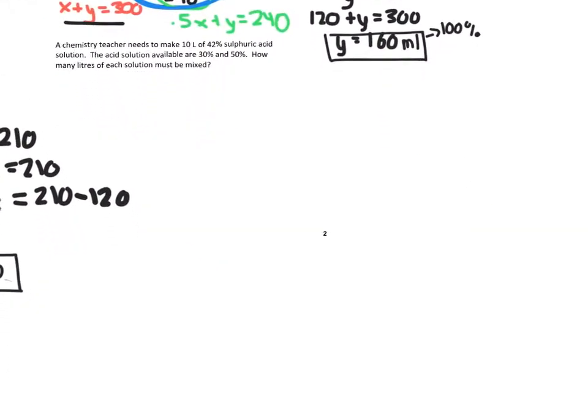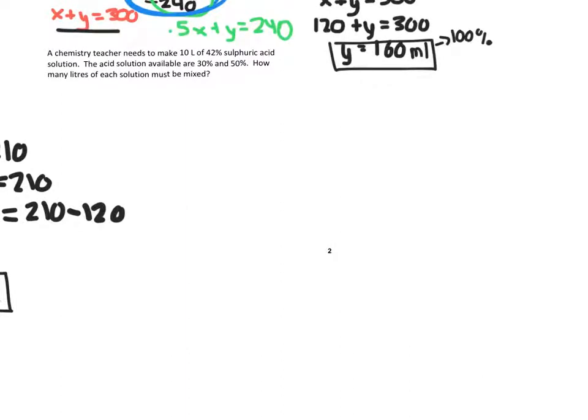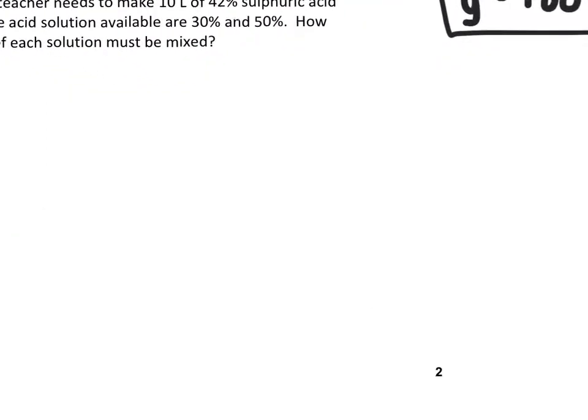So moving on down over here. And I'm just going to erase the other data that's in our way. So a chemistry teacher needs to make 10 liters of a 42% sulfuric acid solution. So that's what they want in the end, 42% at 10 liters. The acid solutions available are 30% and 50%. So how many liters of each solution must they mix?